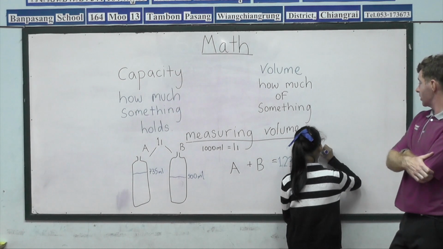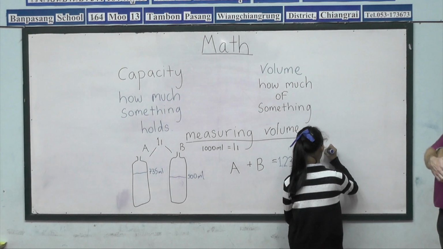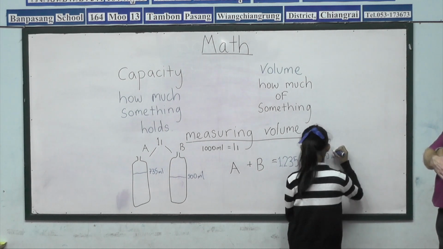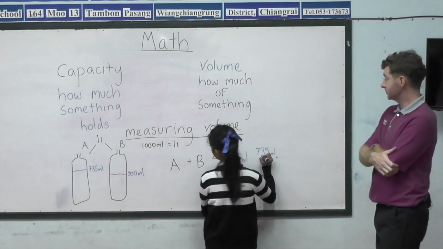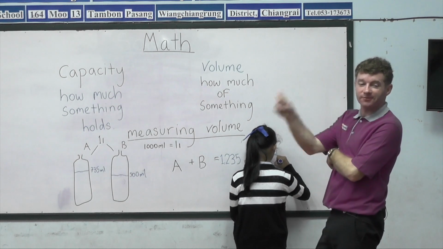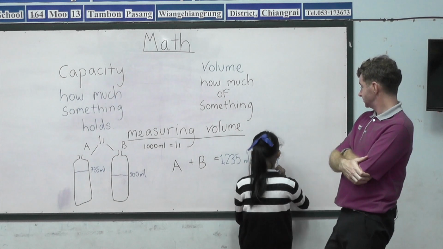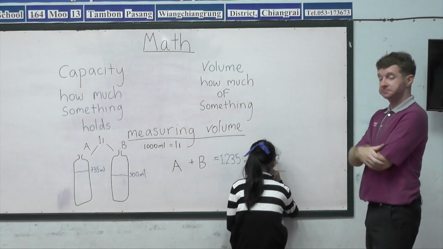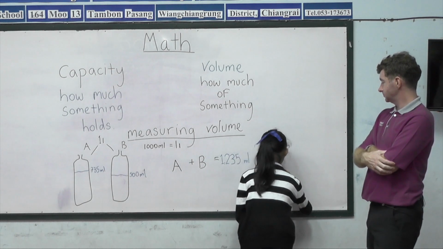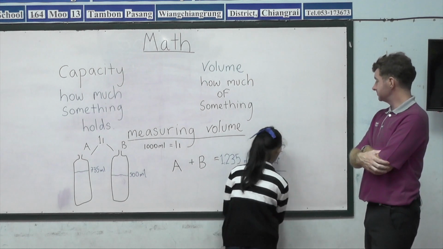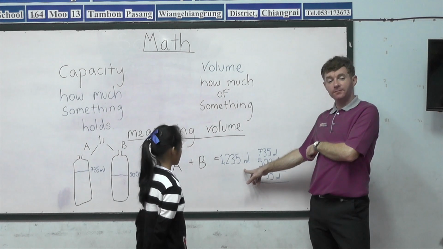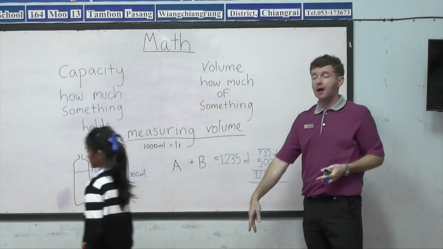Okay. So can you show me your working out? 735 milliliters plus 500 what? Milliliters. Always remember to say what you're counting. 1,235 milliliters. Excellent, Dan. So what's your answer? 1,235 milliliters. Is that right? Yes. Excellent. High five. Round of applause for Dan.